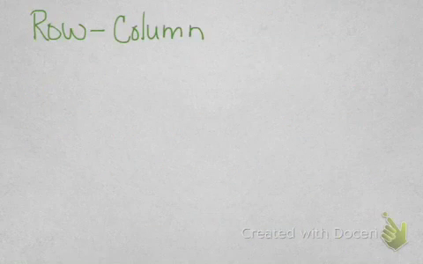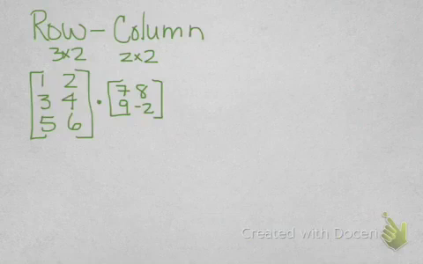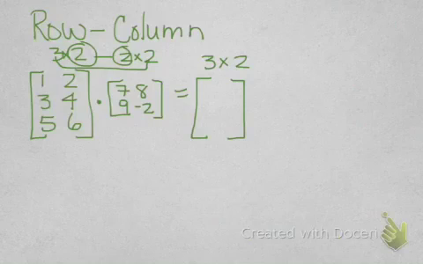Okay, so when you're multiplying, just like when you're identifying a matrix, you always do row and then column. So we're going to multiply these two matrices. I have a 3 by 2 matrix, and I'm multiplying it by a 2 by 2 matrix. The inside dimensions match, and my result is going to be a 3 by 2 matrix. So I know that much. Now I'm going to go by row and column.